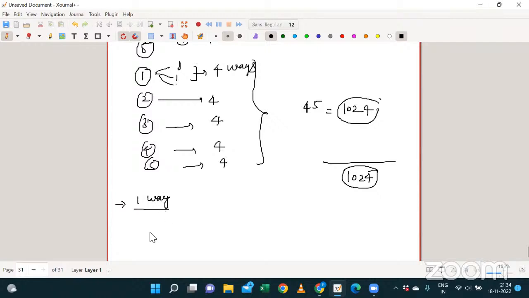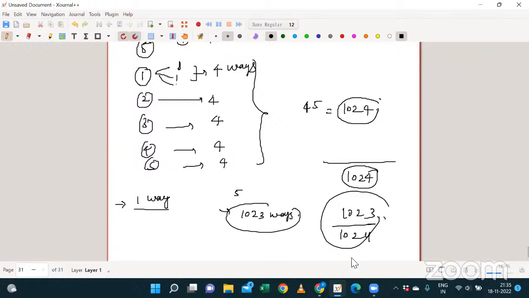Yes, sir. Suppose there are 5 questions. So there is only one way in which all the questions will be correct. That means we can say that there are 1023 ways for doing the wrong. Correct? So this is the favorable case, and 1024 is the total case. So 1023 divided by 1024. That's all. Sir, but the question was not all answers correct.